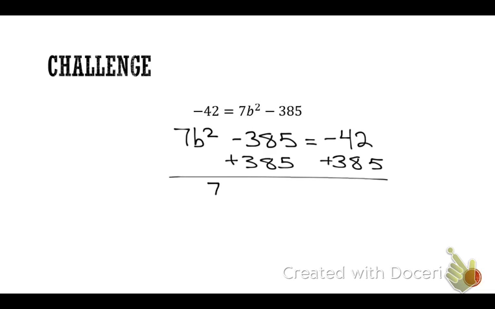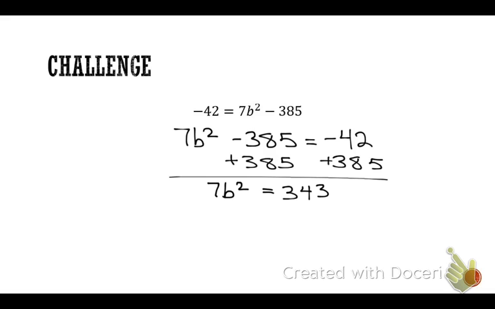Okay, and now 7b squared equals, what's negative 42 plus 385? Basically, what's 385 minus 42? And it is 343. Got it. Okay. Miles, what is the next step?